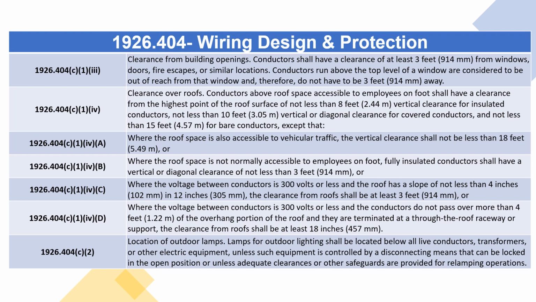1926.404(c)(1)(iii) Clearance from building openings. Conductors shall have a clearance of at least 3 feet, 914 millimeters, from windows, doors, fire escapes, or similar locations. Conductors run above the top level of a window are considered to be out of reach from that window and, therefore, do not have to be 3 feet, 914 millimeters, away.